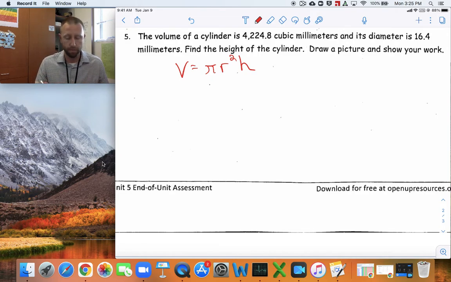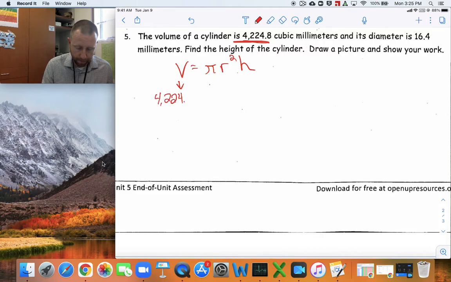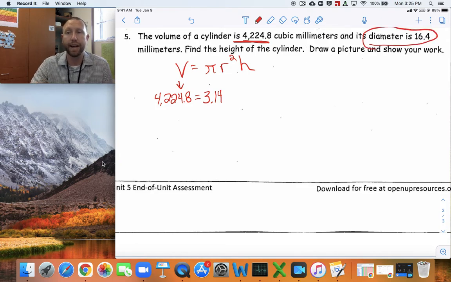They're asking us to find the height. I'm going to put in what I know. I know the volume. It says it right here. It says the volume is 4,224.8 cubic millimeters. So let's put that in place of V. Go ahead and put 4,224.8. I know pi, right? We're using 3.14 for pi. My radius, they don't tell me the radius, but they do tell me right here that the diameter is 16.4. So half of that's the radius. Half of 16.4 is 8.2.